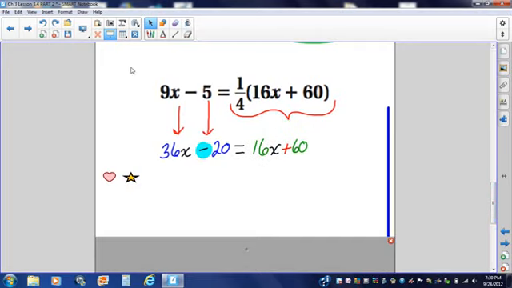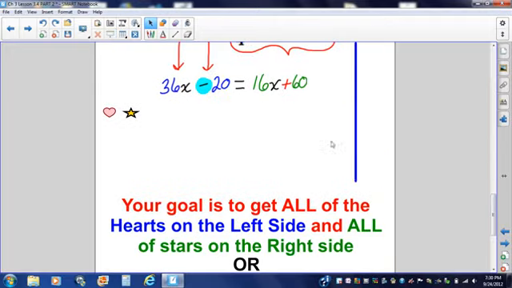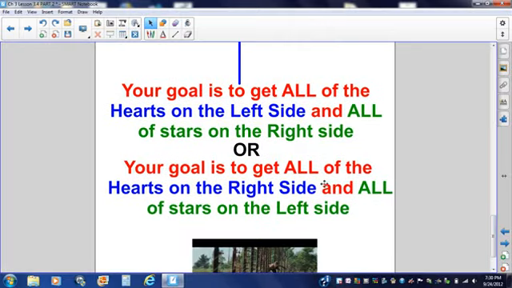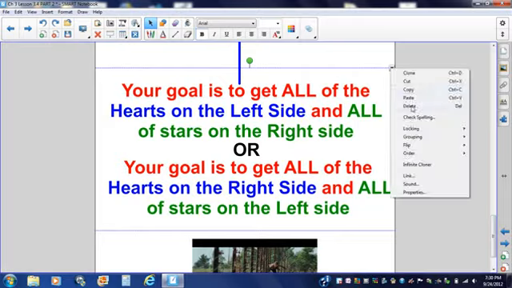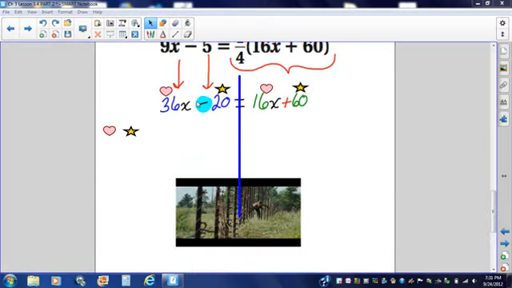Now what I'm going to do, what I've always done before. My goal is to get the hearts on the left side and all the stars on the right side. Or your goal is to get all the hearts on the right side and all the stars on the left side. Either way will work. I do not have the distributive property anymore, so I labeled my hearts and stars. I'm going to put my hearts together first.